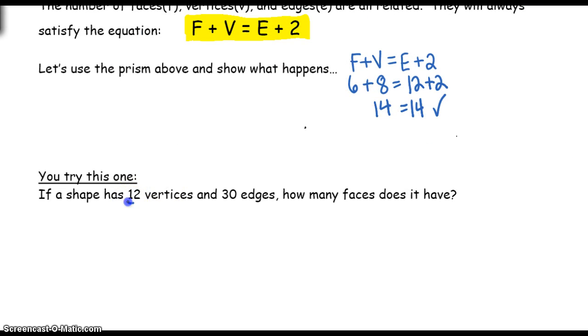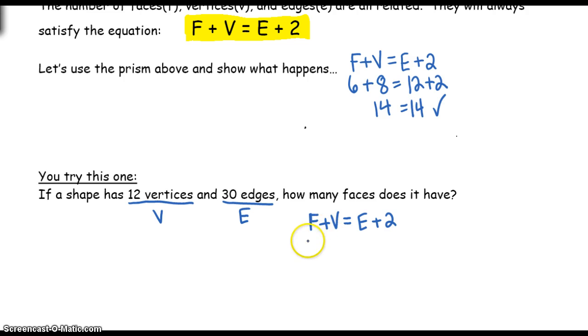If a shape has 12 vertices, that's your V, and it has 30 edges, that's your E, how many faces does it have? So as soon as they ask you this type of problem, you want to go straight to Euler's formula. Now, you don't have to draw this, because I sure don't. Trying to even think about drawing it without knowing how many faces it has would be really difficult. So this formula is used because it would be really difficult to draw the picture. So that's what makes this easier.